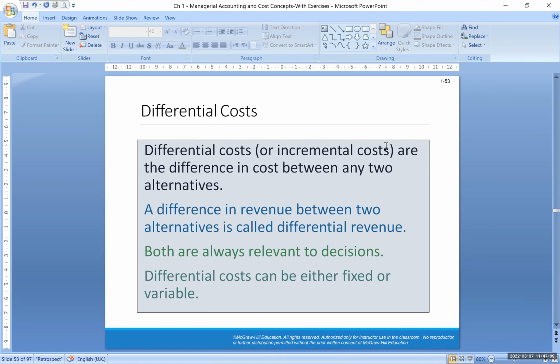Differential costs can be either fixed or variable. Simply, differential costs are the difference between two alternatives' costs. The differential revenues is the difference between revenue in alternative 1 and revenue in alternative 2.